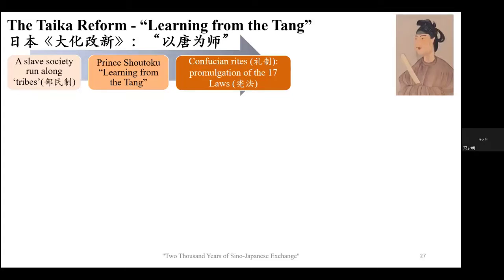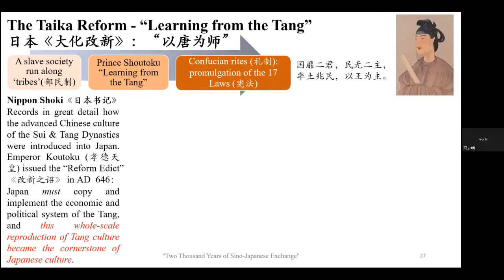So besides Jianzhen, we have the Japanese people themselves. They originally were a slave society run along tribes. And Prince Shotoku, he wanted to learn from the Chinese, especially the Tang culture. And he had the promulgation of the 17 laws. 国米二君，民无二主，率土造民，以王为主. This actually means there are no 2 kings in one country, nor 2 rulers among the populace. This vast land with 1 million people must vouch for the king.